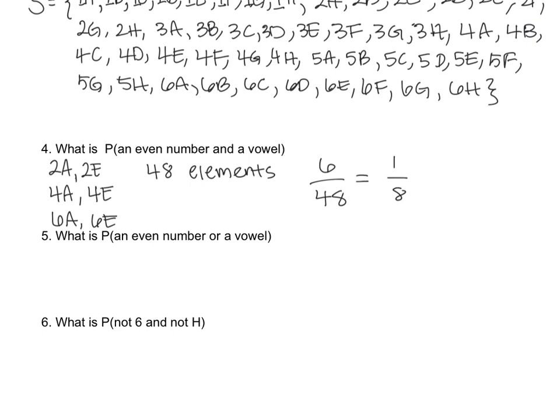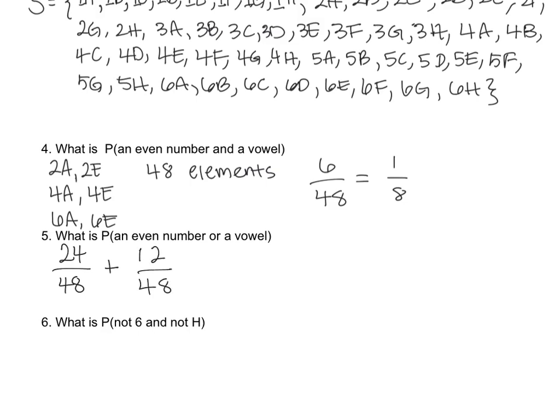Question 5 asks us the probability of an even number or a vowel. So this is a little bit different. So first we have to count all of the outcomes that involve an even number only. So that's 2A through H, 4A through H, and then 6A through H. So we count all of those and we get 24 out of 48. We then go through and count all of the outcomes that contain a vowel. So 1A, 1E, all through all 6 numbers. So there are 12 of those out of 48.